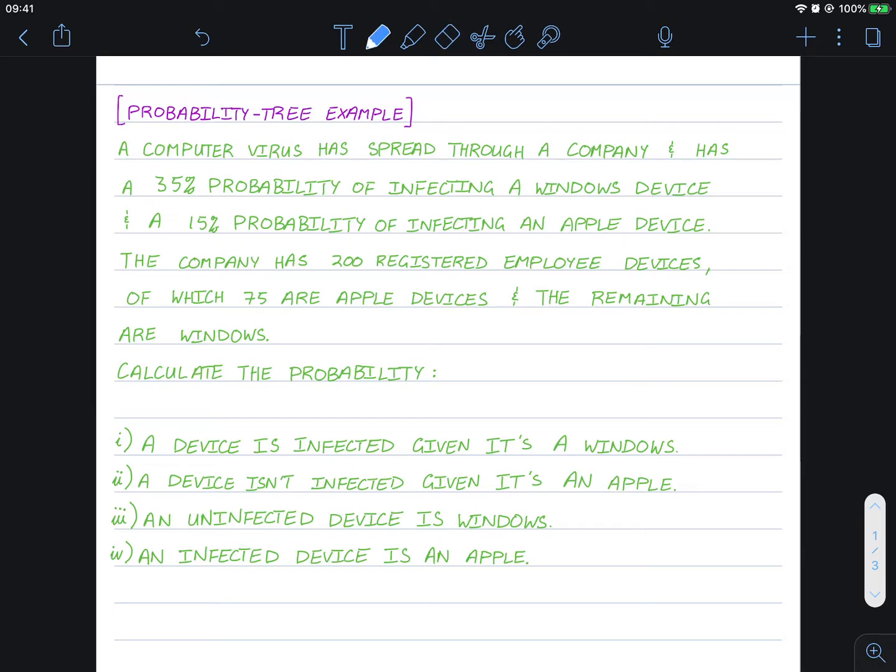Hello class, this is a continuation on conditional probability. In this example, we'll be using a probability tree to simulate conditional probability.